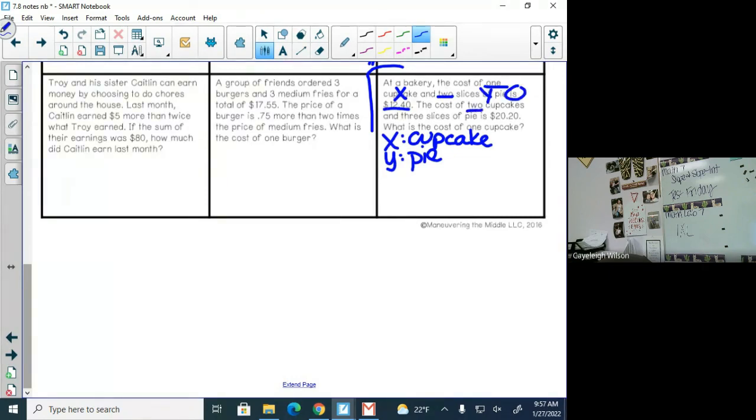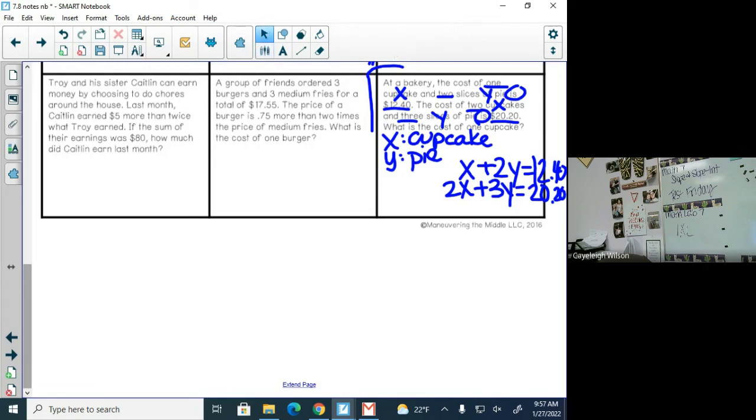Go back. The cost of 1 cupcake and 2 slices of pie is $12.40. The cost of 2 cupcakes and 3 slices of pie is $20.20. So 1x, which is x, and 2 pie is 1240. And then 2 cupcakes and 3 slices of pie is 2020. I'm gonna tell you this, honestly, these types of problems are the easiest. Alright, so I would eliminate the x, so I multiply this one by -2.